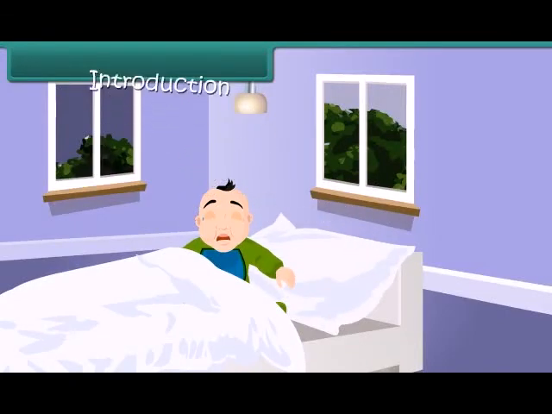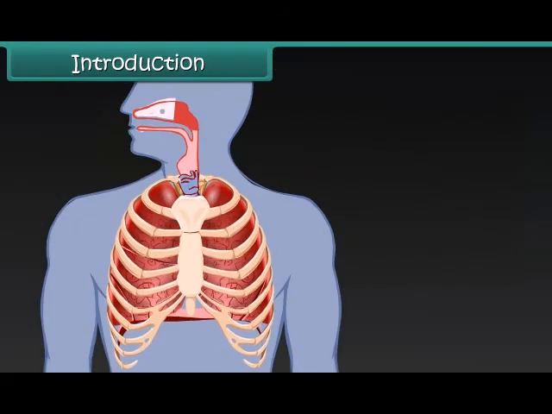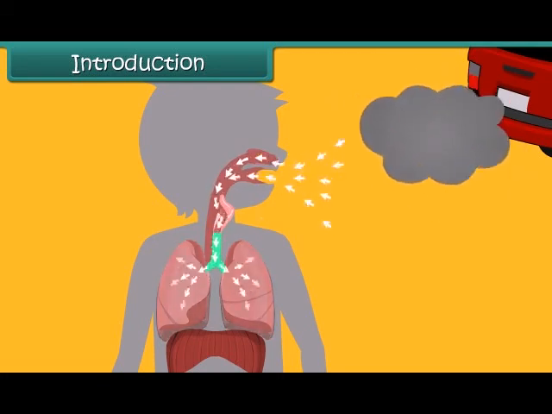Introduction. The little girl is crying. She is finding it difficult to breathe. See this old man. He lives in the busy area of a city. He is suffering from lung disease. Air pollution is the root cause for their sickness.